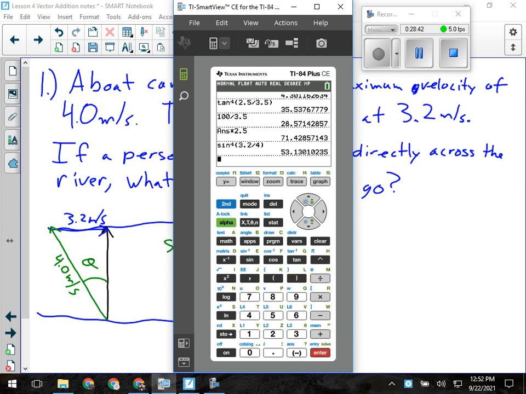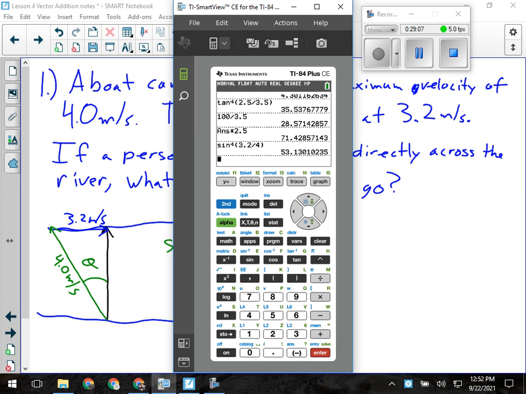Okay, so I have to head at 53 degrees into the current. If it was straight north and straight east here, I would be going west of north in order to make this happen. So 53 degrees into the current, or upstream, would get me that end result of going straight across the river.